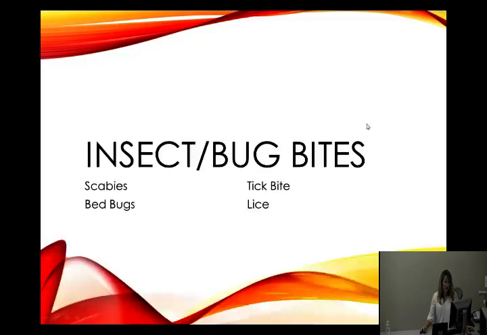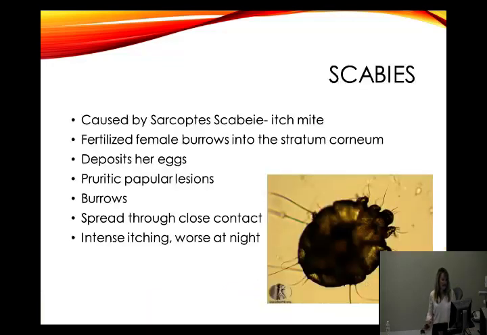We'll talk a little bit about insect bites and bug bites. So this includes scabies, bed bugs, tick bites, and lice. So scabies are caused by Sarcoptes scabiei, an itch mite. A fertilized female burrows into the stratum corneum. She deposits her eggs. They develop then into pruritic papular lesions and burrows.